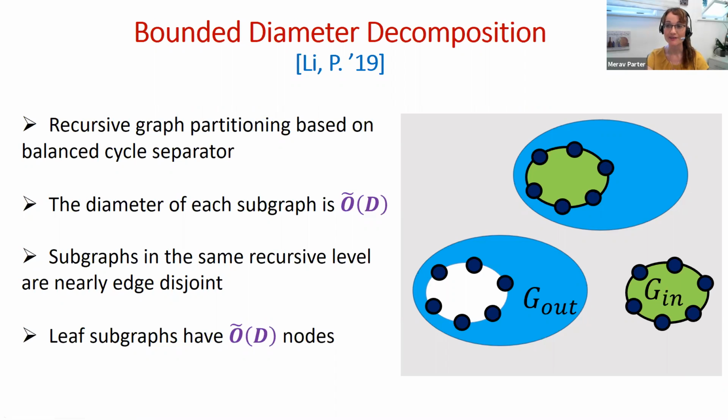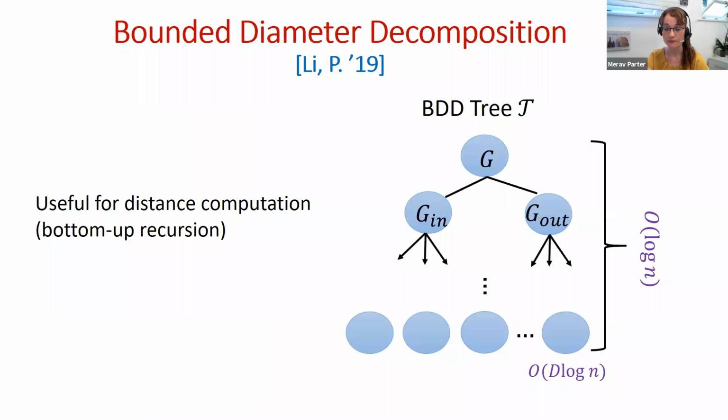But if we want to describe this procedure in a recursive manner, it is convenient to view the recursion tree, what we call the BDD tree. And this tree has a root node that corresponds to the graph G, and then it has two children corresponding to the two components that you get after applying the cycle separator, until you get to the leaf components. And because every node is defined by the computation of a balanced separator, the depth of this tree is going to be logarithmic.